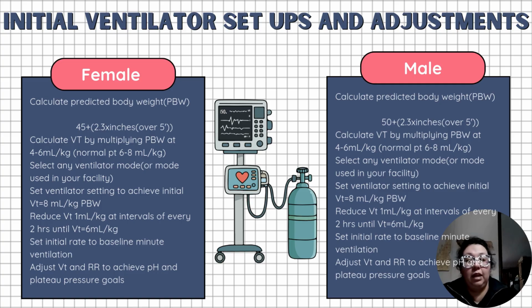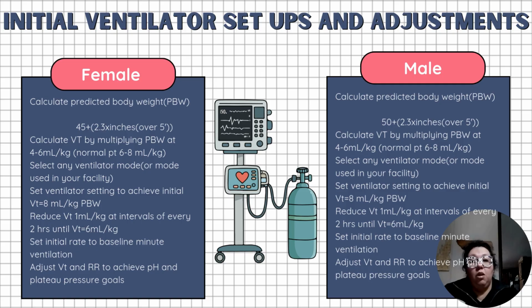For men, it's the same thing, except for the calculation. Instead of adding 45, it'll be 50 plus 2.3 times your inches over 5 feet. Same thing, you will calculate your high tidal volume and your low tidal volume, set up your parameters to achieve your 8 milliliters per kilogram on your predicted body weight, and then slowly reduce your tidal volume 1 milliliter per kilogram at intervals of 2 hours until you reach your 6.